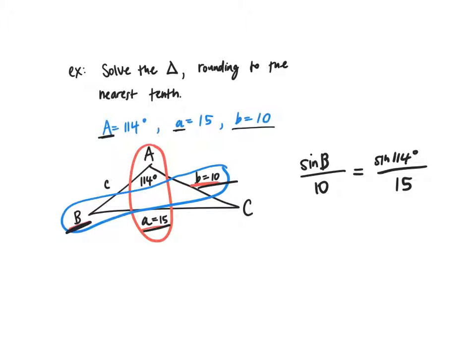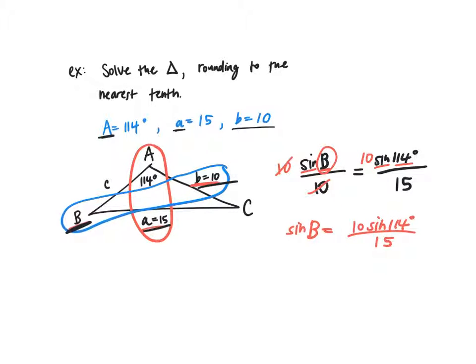Again, notice that anytime you have an angle measure, it's going to have the sine in front of it. So I want to get B by itself. The first thing I'm going to do is multiply by 10 on both sides. So I get sine of angle B is equal to 10 sine of 114 degrees all over 15.